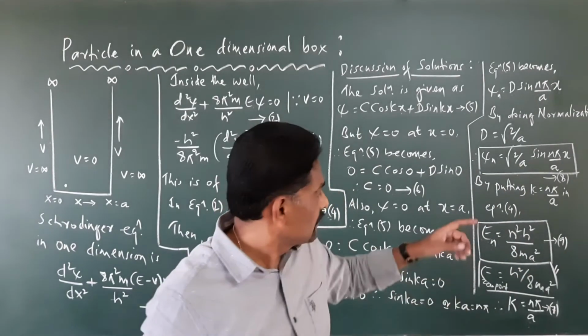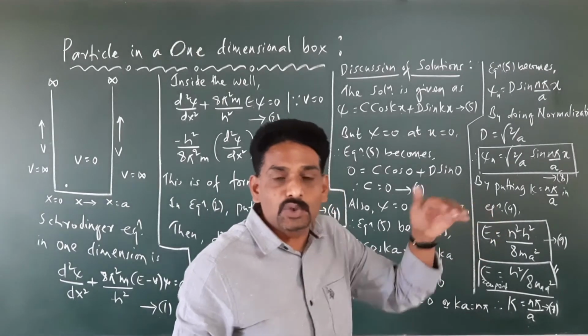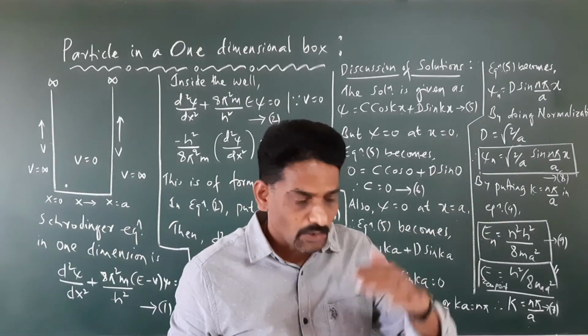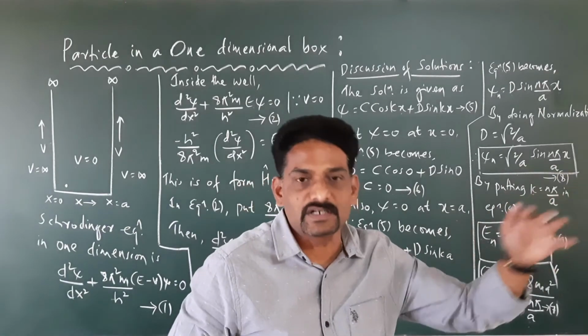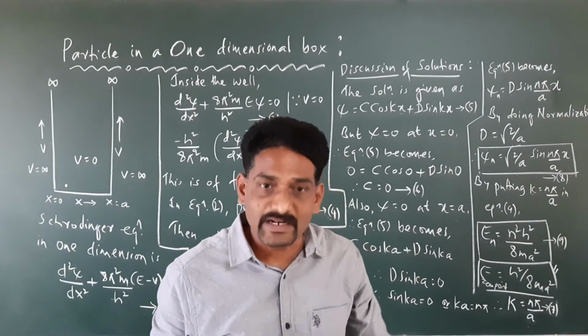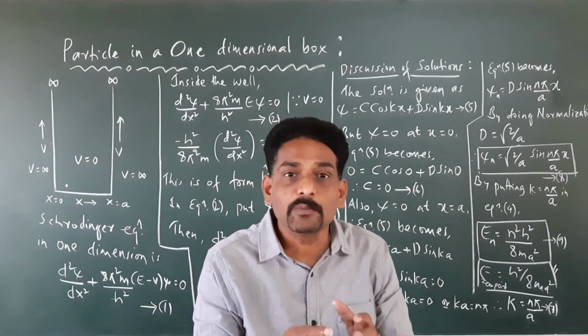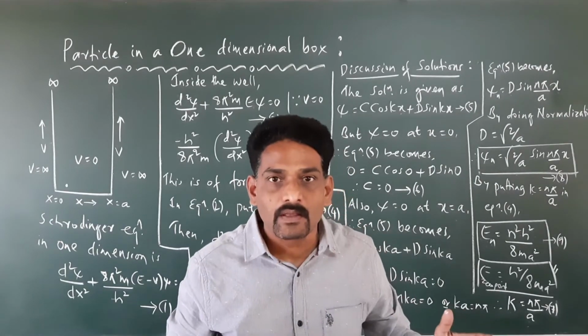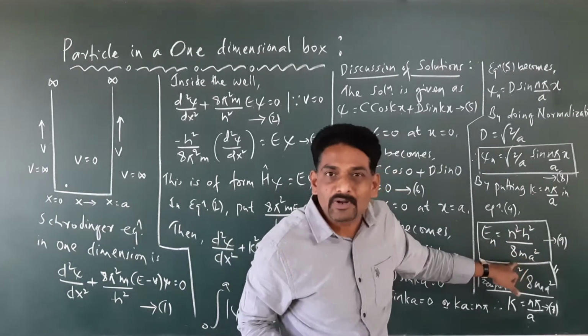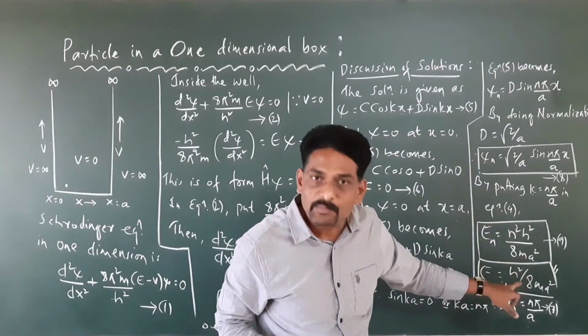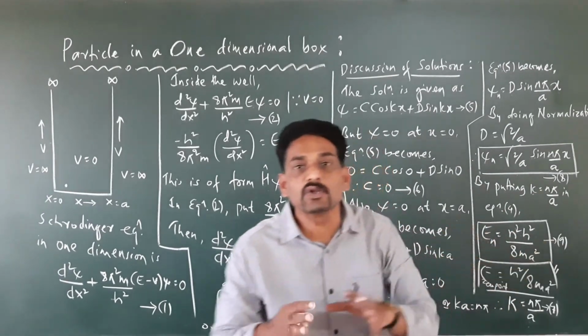For n equals 3, again we get a particular discrete value. By taking n equals 1, 2, 3, 4 and so on, the ground state, first state, second state, third state, we calculate the energy. That energy is going to be discrete. It is not going to be a continuous energy. n equals 1, some particular value; n equals 2, again some particular value; n equals 3, some particular value.